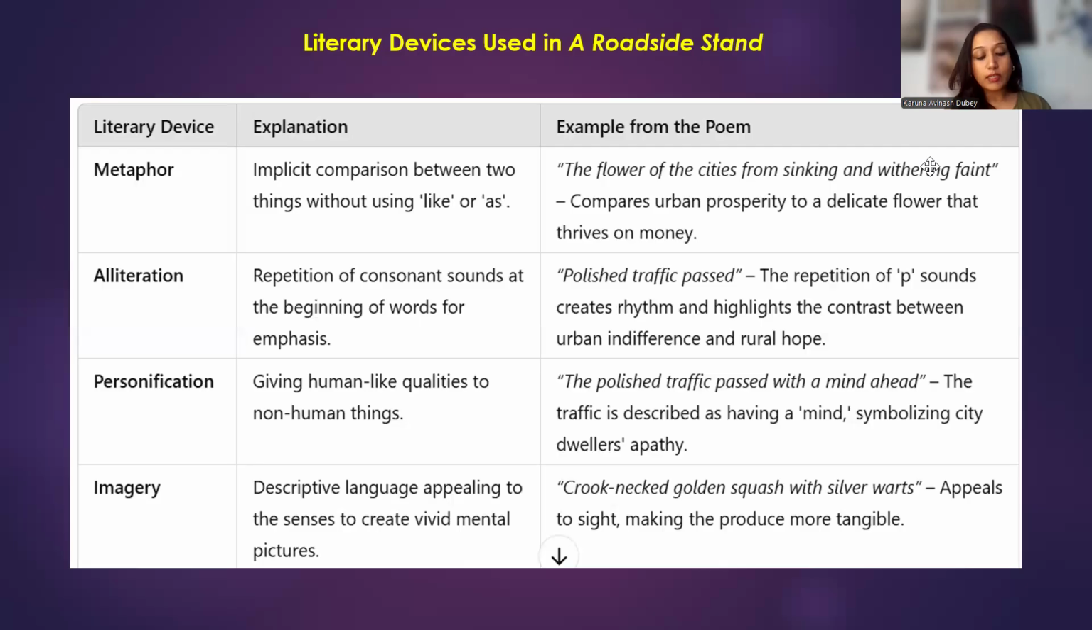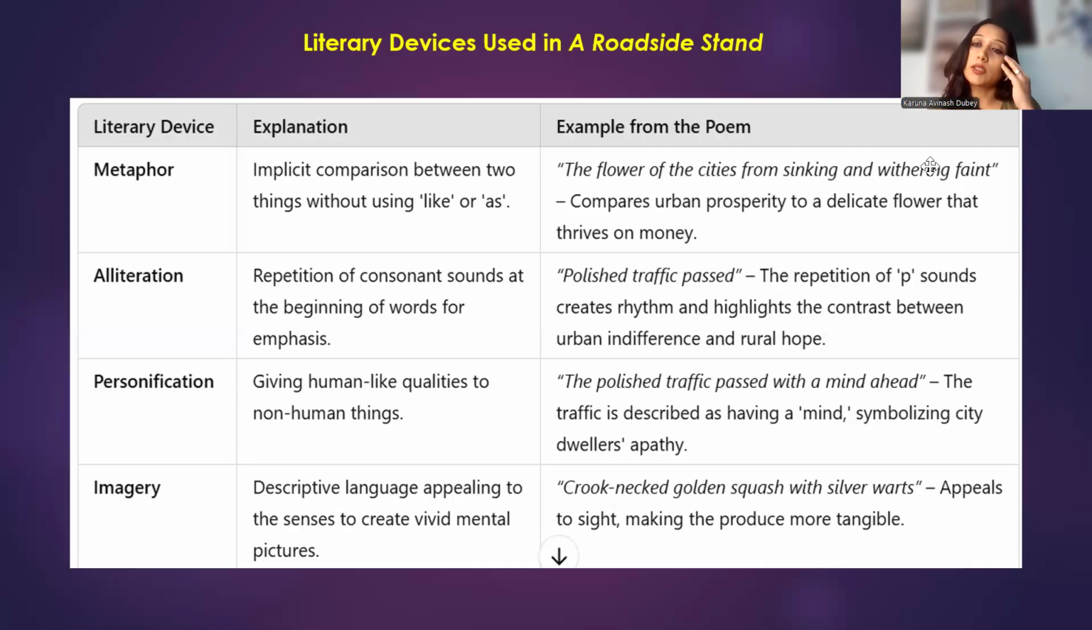What does personification mean? When human traits are given to non-human things, that's called personification. So the polished traffic passed with a mind ahead. The traffic having a mind ahead, having no regard for these people. Because the trait is being given to the traffic, it is also a transferred epithet, since it is not really about the traffic, but about the people who are a part of this traffic. However, when I say they pass with a mind ahead, they pass without caring for these people, then it's a personification.